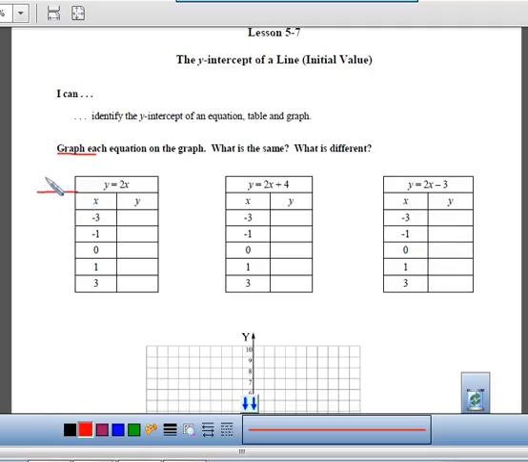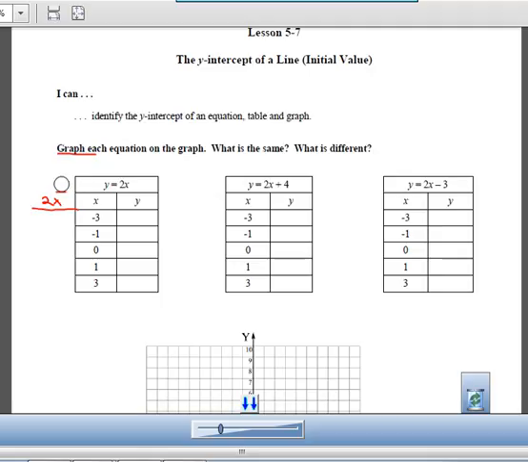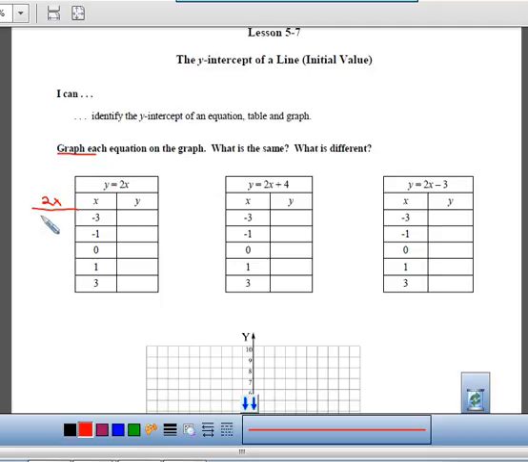So I'm going to extend it and do 2x. Actually I should have extended it here and do 2x. So the first output value is going to be 2 times negative 3, and 2 times negative 3 is negative 6. And then I'm going to do 2 times negative 1, 2 times 0, 2 times 1, and then 2 times 3. And I get negative 2, 0, 2, and 6.